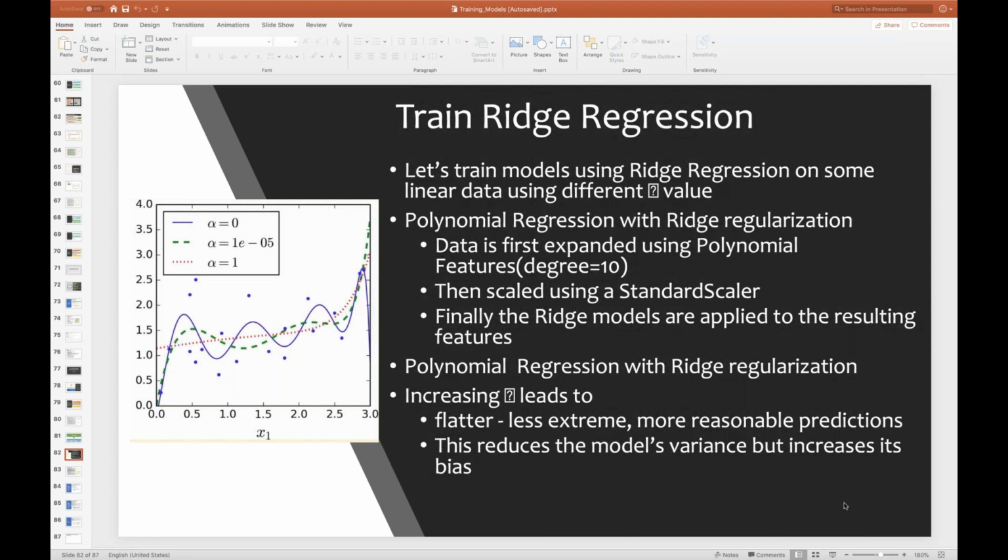My blue line is alpha equal to 0. My green dotted line is alpha equal to 1e minus 5. That's something I don't mind. My red line is alpha equal to 1.